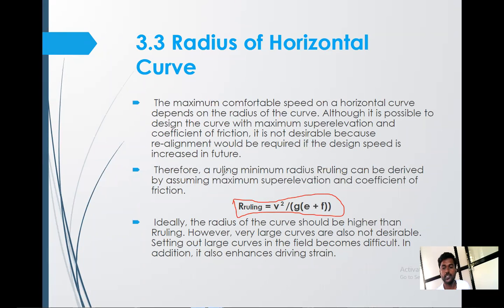And the only condition here is that we have to maintain the maximum super elevation and the maximum coefficient of friction. That will be the only condition for ruling radius. The formula is the same. We call it the ruling radius when the super elevation and the coefficient of friction are maximum.